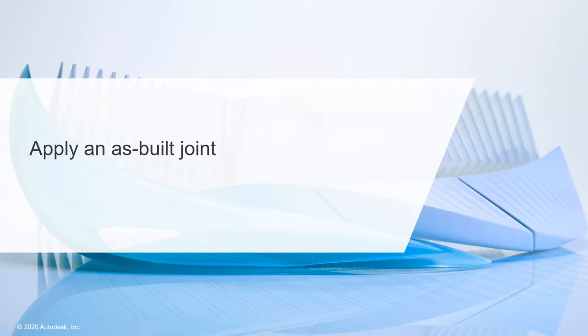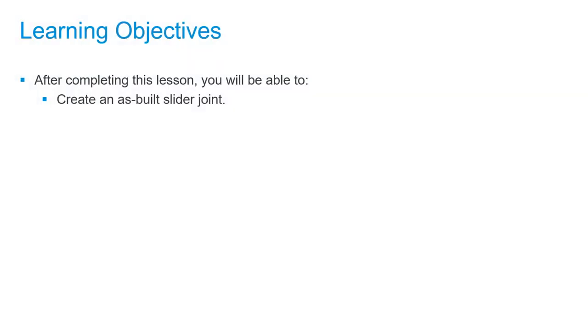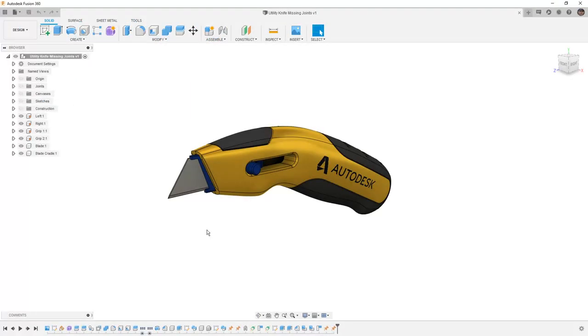In this lesson, we'll apply an as-built joint. After completing this lesson, you'll be able to create an as-built slider joint. In Fusion 360, we're going to work with the supplied dataset, utility knife missing joints.